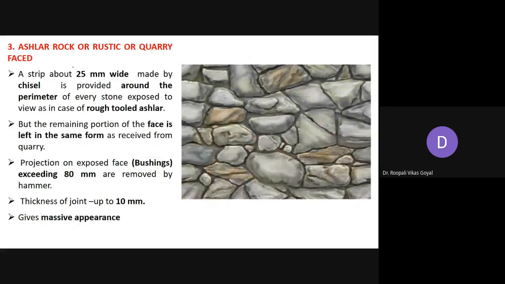Next is ashlar rock or rustic or quarry faced masonry. Here also, all around the stone, some strip is provided.